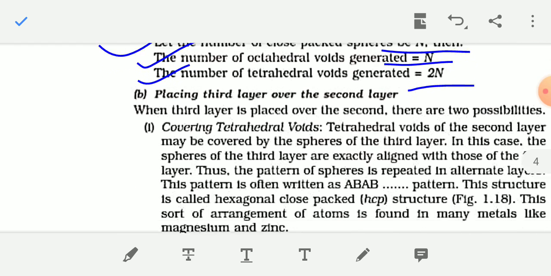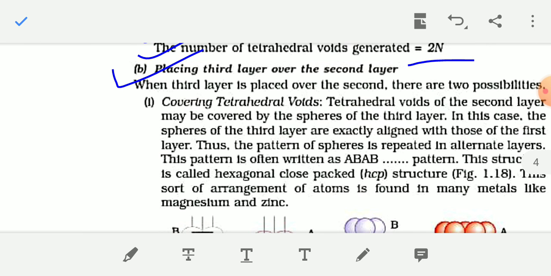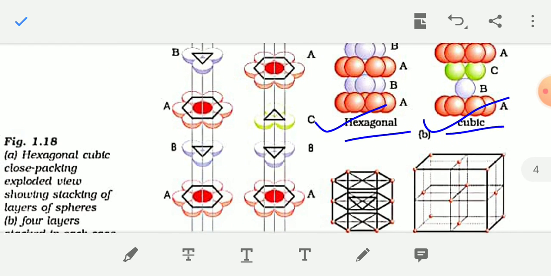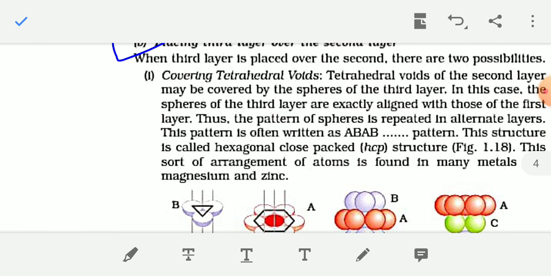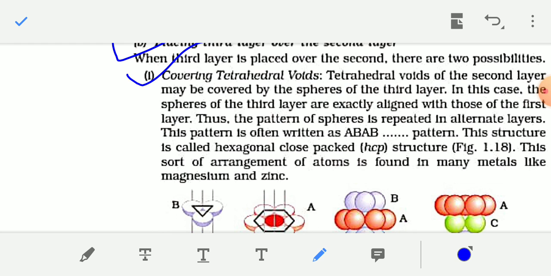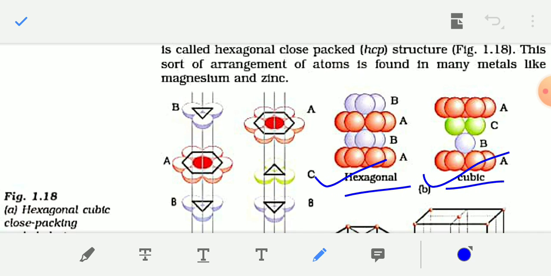Now, placing of the third layer. While placing the third layer just above the second layer, you will get two types of three-dimensional close packing. One is hexagonal close pack, another is cubic close pack. So covering the tetrahedral voids, you will get three-dimensional hexagonal close packing, and this is like AB type arrangement.